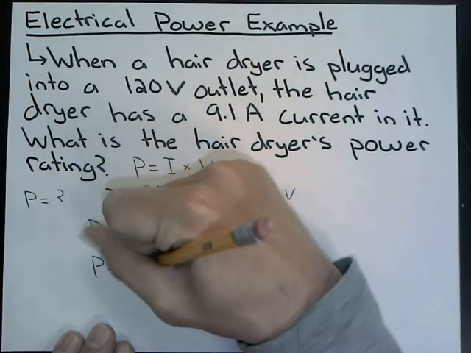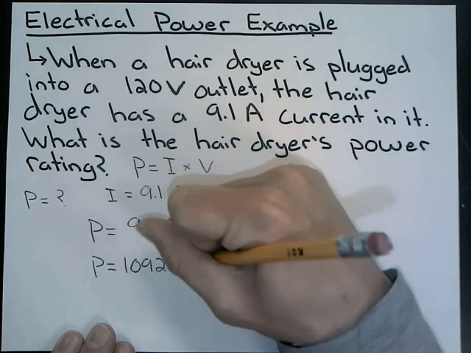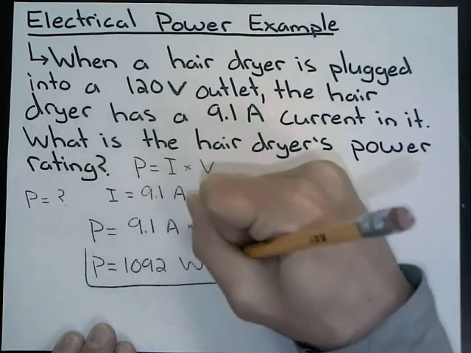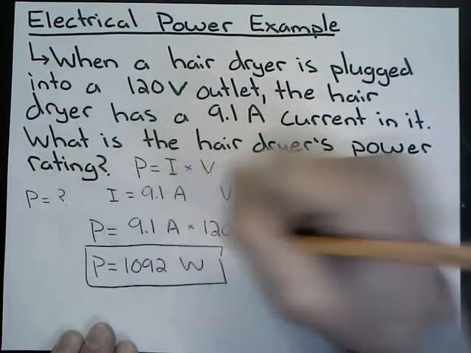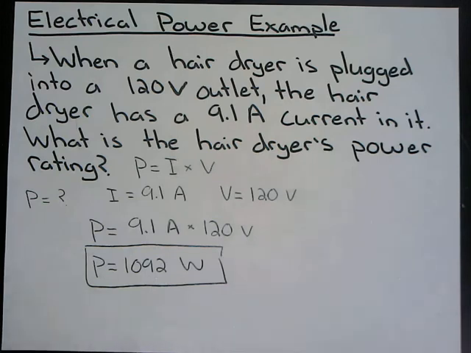Now, this right here would be equal to our watts. So that hair dryer would have a power output here of 1092 watts. Okay, so one of our final parts here is going to be talking about overloaded and short circuits.